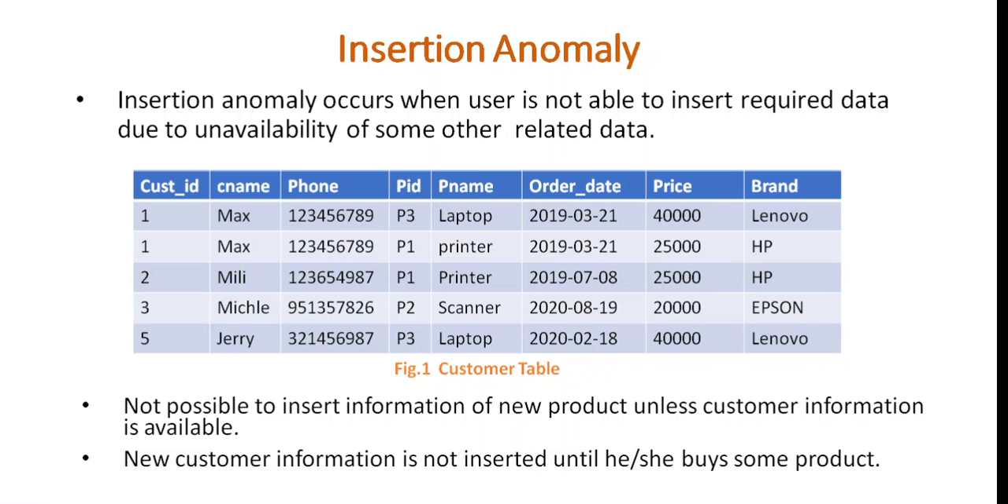This customer table consists of lots of redundancy. If a new customer is added here and that new customer has ordered product P1 again, that is, the printer, then we need to insert the product ID. That is okay, but along with the product ID we need to insert the product name, price, and brand again. That will again increase the duplication of data. So this is the insertion anomaly and redundancy problem in this customer table.